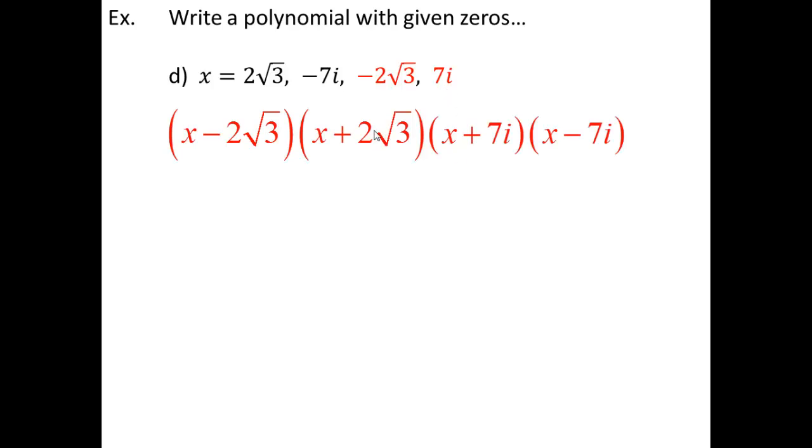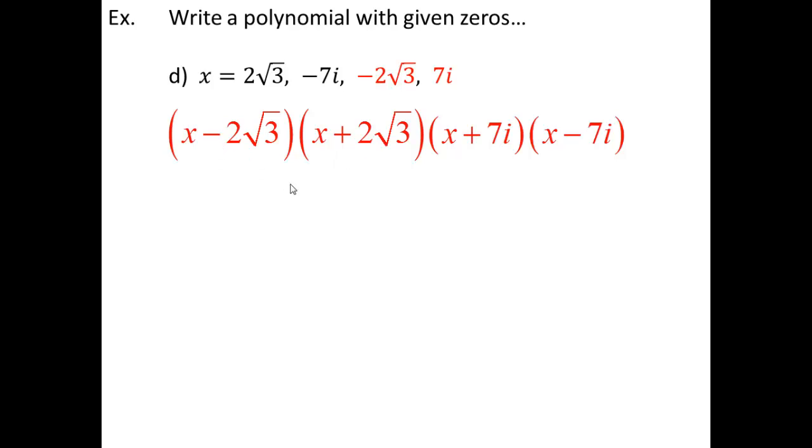Alright, so we'll go ahead and set up our factors. Now keep in mind, if I have 2 root 3 and negative 7i, both of these should have a buddy to hang out with. So I should have negative 2 root 3 and positive 7i to add on there. And I'll go ahead and set up my factors and I'll order them so that the conjugates are right next to each other. Now let's multiply it through.